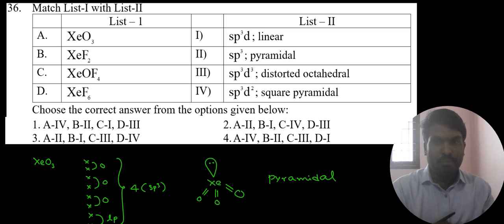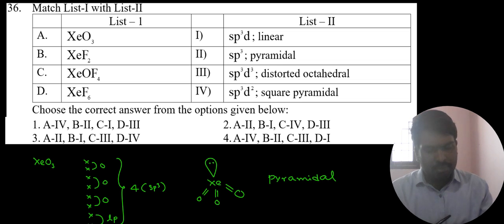Now, 36th question. Match list 1 with list 2. List 1: XeO3, XeF2, XeOF4, XeF6. And list 2: hybridization and shapes provided.